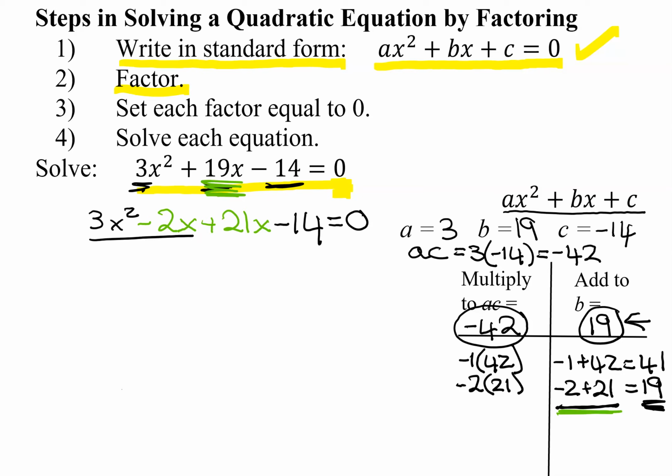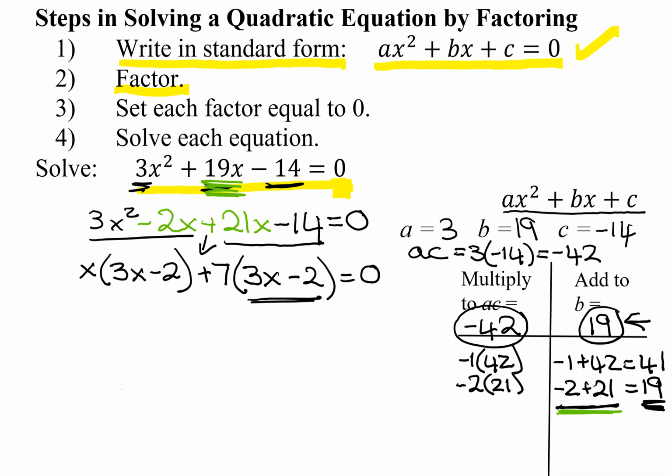So what do the first two have in common? They have an x in common, and it's going to leave me with 3x minus 2. Bring down the middle sign, plus. What do the last two have in common? I think they have a 7 in common. And 7 divides into 21 3 times, so I'm going to get 3x. Minus 7 goes into 14 twice.